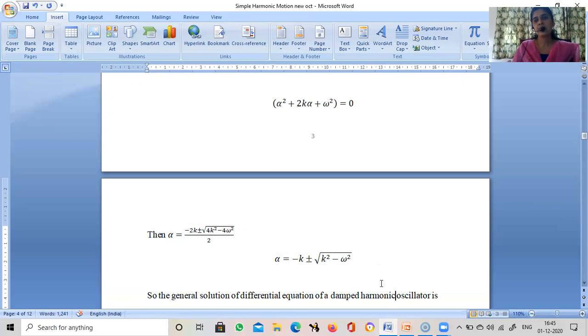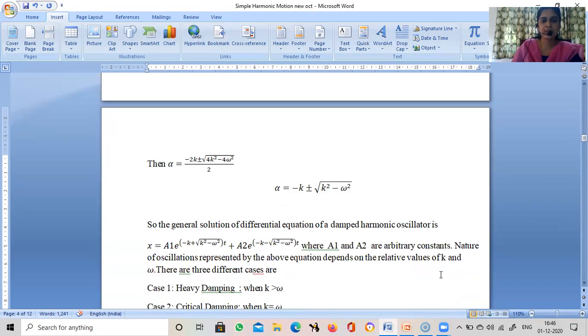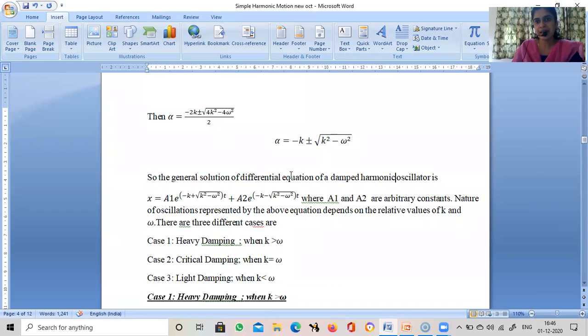Now we assumed that the solution of the differential equation of the damped harmonic oscillator is of the form x is equal to a e raised to alpha t. We have the alpha values as minus k plus root of k square minus omega square and minus k minus root of k square minus omega square. So I am writing the general solution as x is equal to a1 into e raised to minus k plus root of k square minus omega square into t, plus a2 e raised to minus k minus root of k square minus omega square into t, where a1 and a2 are two arbitrary constants.